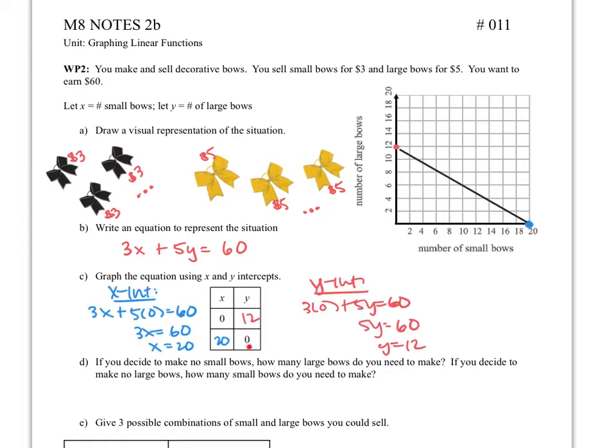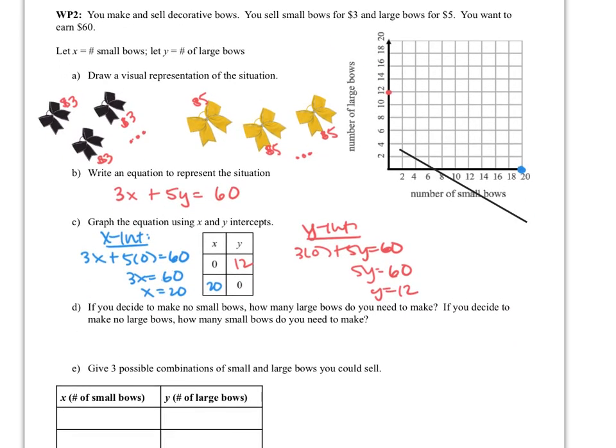So for my x-intercept, that means I change y to 0, and then I solve for x to get 20. For my y-intercept, I change x to 0. I solve for y to get 12. Remember, when you connect these, you don't want to extend into the negative quadrants because you can't have negative bows.